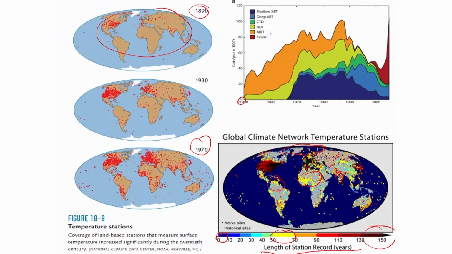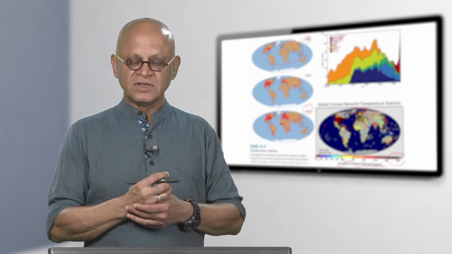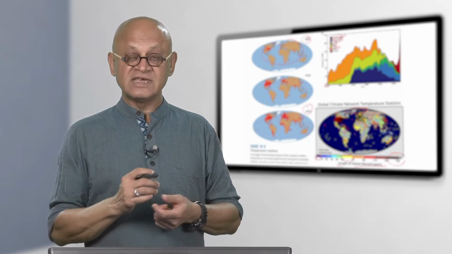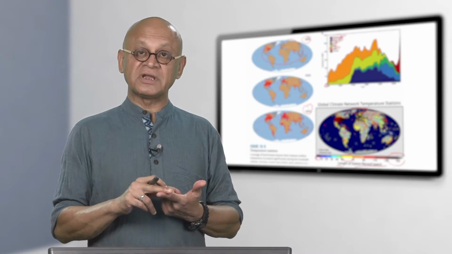So there were things like the MBT, which was the bathythermograph that was different than the so-called XBT, that's a new one, and now we have deep XBTs and shallow XBTs, and we have also something called CTD. XBT is expendable bathythermograph, CTD is conductivity, temperature and depth.